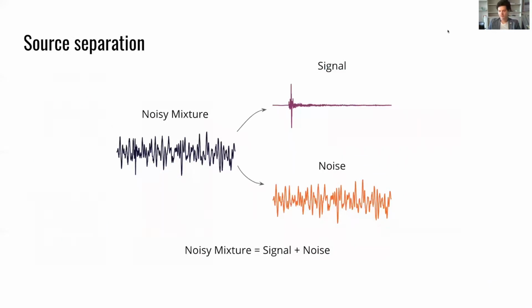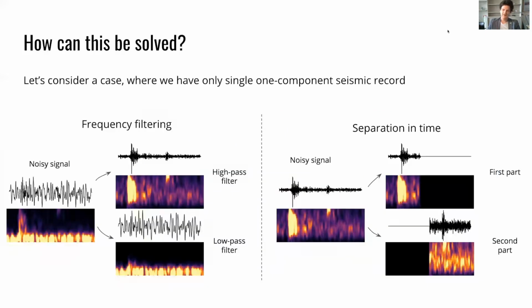So what is source separation? Let's consider a noisy seismic record. One way to think about it is that this record contains both signal and noise. So in a sense, it is a mixture of signal plus noise. We have developed lots of useful ways to deal with this problem. Let's consider a case where we have only a single one-component seismic station and we record some earthquakes on it. So we would take a noisy signal and we can do frequency filtering. For example, we can apply a high pass filter and a low pass filter, in a sense separating this low frequency noise from the high frequency earthquake.